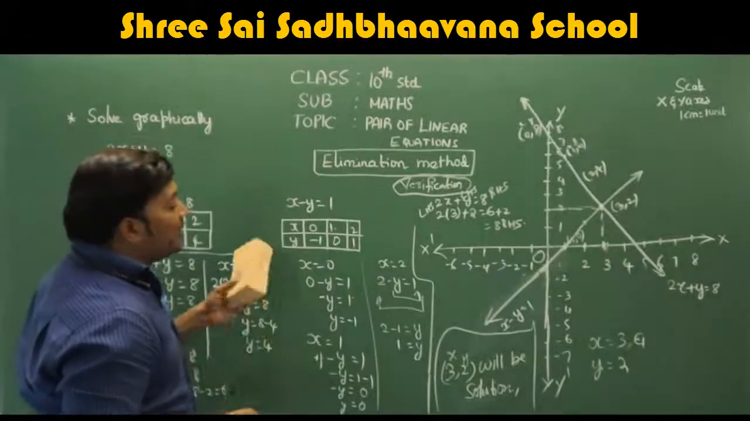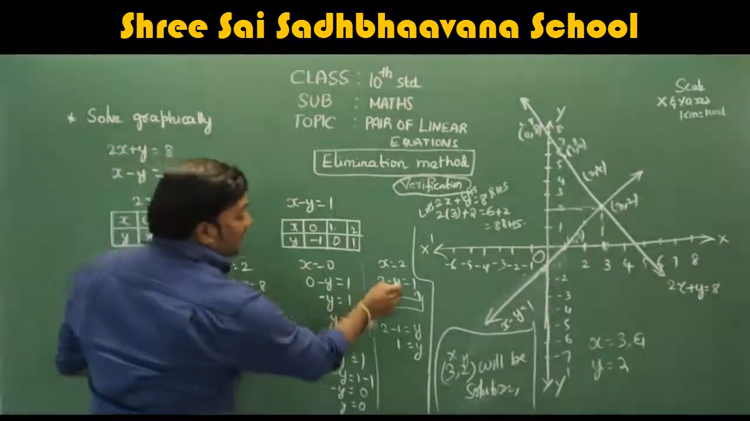And for x is equal to 2, wherever x is there, substitute 2: 2 minus y is equal to 1.